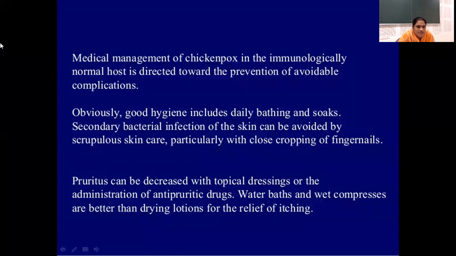Secondary bacterial infections of the skin can be avoided by proper skin care, and particularly by cropping of the fingernails. Pruritus can be decreased with topical dressings or administration of antipyretic drugs. Water baths and wet compresses are better than drying solutions for the relief of itching. So these are the medical managements.